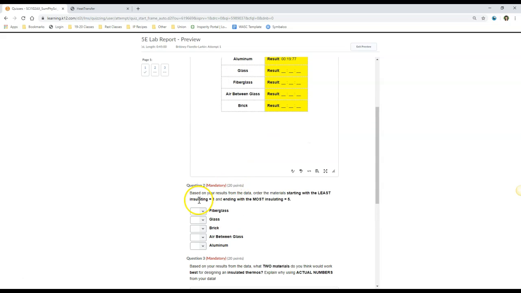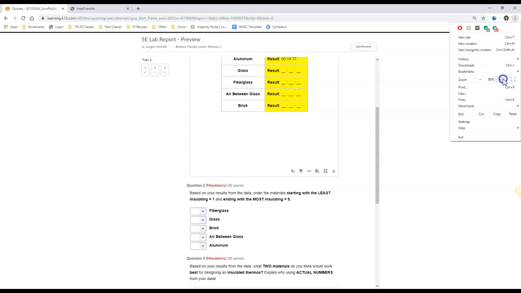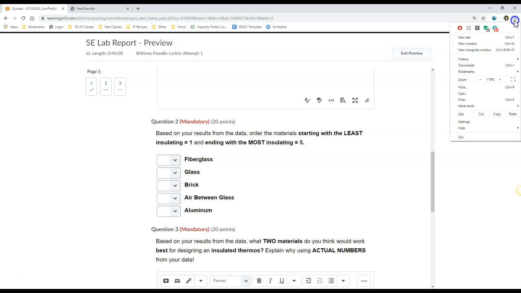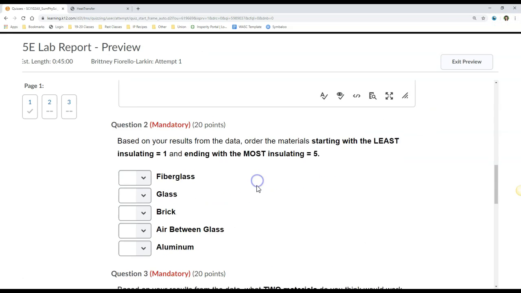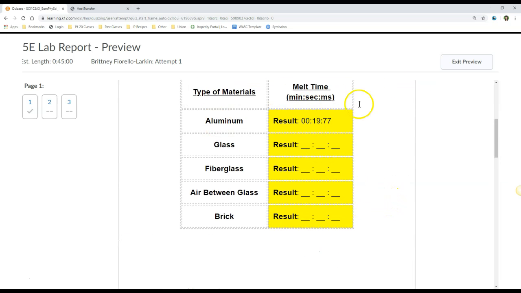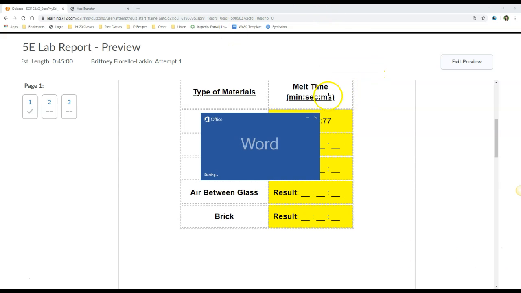All right, so now what we're going to do is order the materials starting with the least insulating. Let me blow this up a little bit. The least insulating to the most insulating. So least insulating is 1, most insulating is 5. All right, so what this means is that the shorter your time is, the less insulating it is. So I do want to make a note of that really quickly so that you remember this. Here, let me write it right here for you.